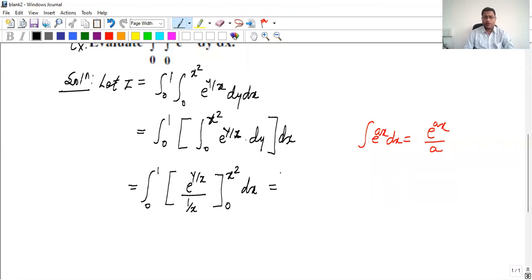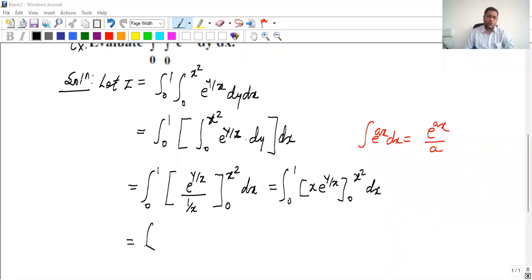Okay, so we have to be careful. This is 0 to 1. So we got here, it's going to be 0 to 1, and this term is x e raised to y by x, and this is 0 to x square, dx. Is that okay? Yes, sir. Are you getting this? Yes. Okay. So now apply the limits.